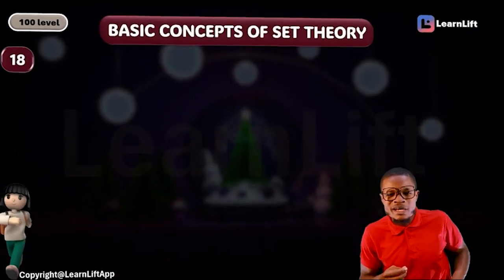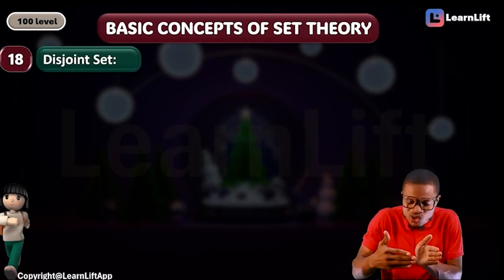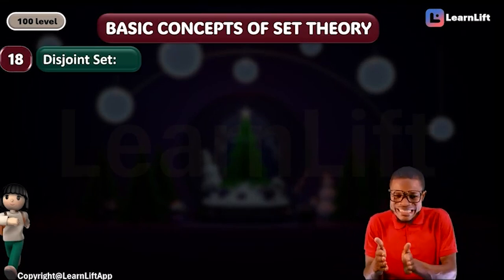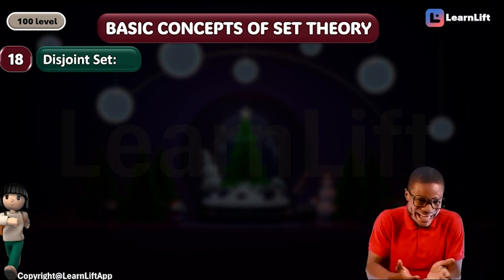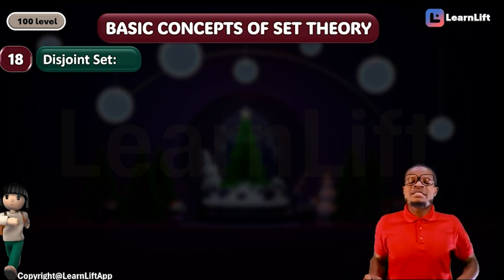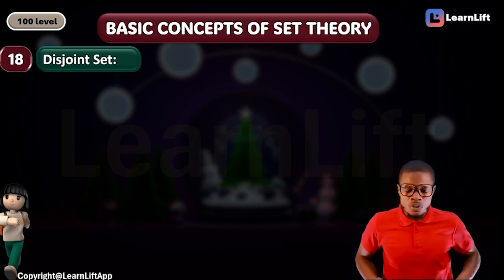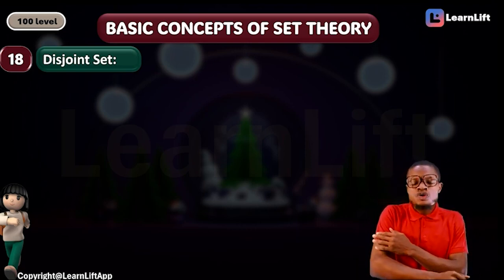Simple. Number 18 quickly is called disjoint set. When we say disjoint set, a set could be joint or a set could be disjoint. Are you getting me now? What do we mean by disjoint sets? It's just like, for example, let's say your humerus.